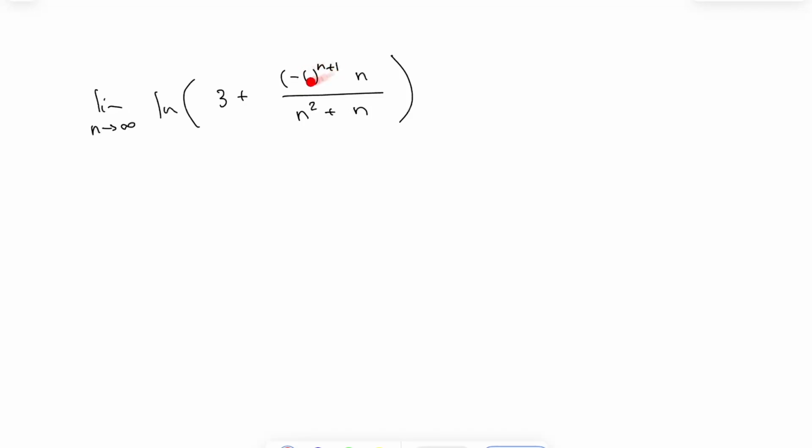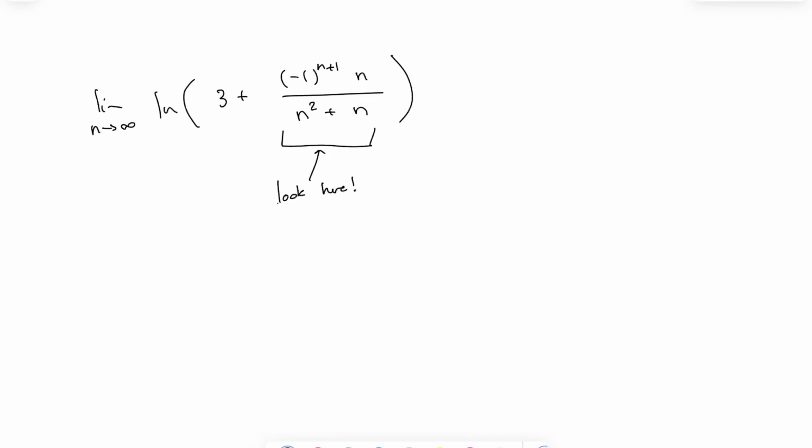If you were to temporarily ignore that, it looks like just a rational function, and I should be dividing out everything by n squared. But if you want to think about this in particular, first of all, I would say focus on that part. So look here, right? This is the important part to focus on.